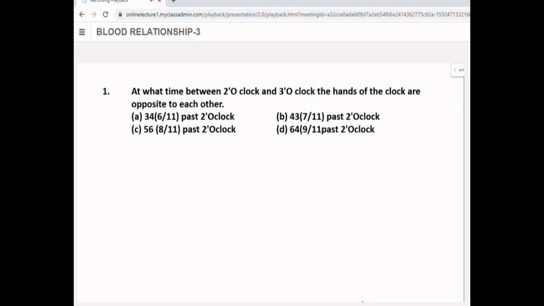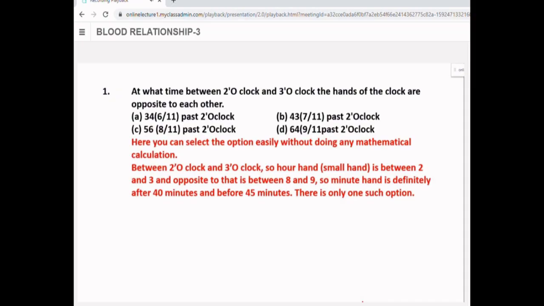Without calculation, you know, here you can select the option easily without doing any mathematical calculation. See, here I'm saying between 2 o'clock and 3 o'clock. What does our question say? Between 2 and 3 o'clock. So the R hand, that is the small hand, is between 2 and 3. And opposite to that is between 8 and 9.